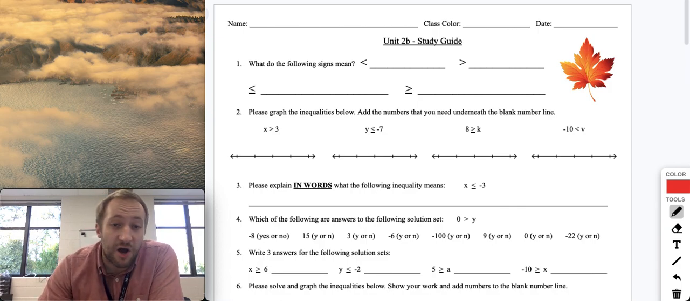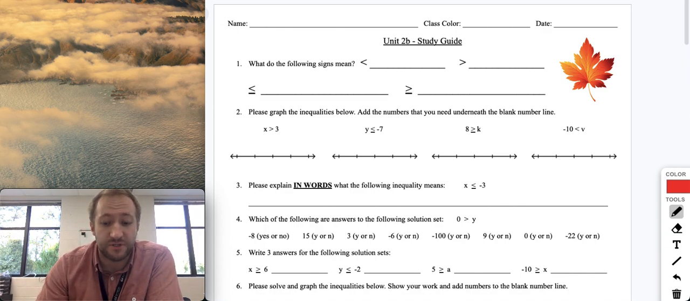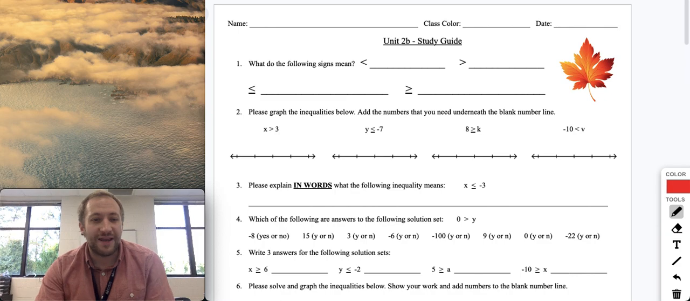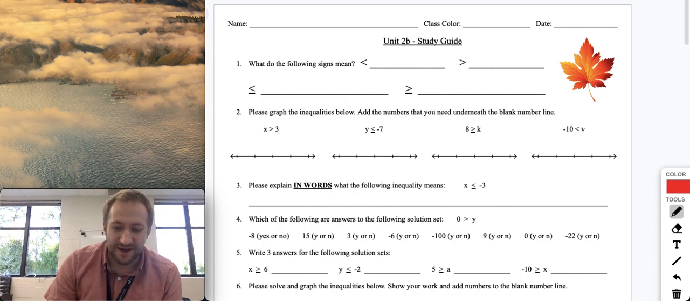So, this study guide is all about Unit 2B, which is mostly about inequalities. Our last test was all about equations where we had equal signs. This one's about inequalities, so we're dealing with things that aren't equal. So we have inequality signs. Let's go ahead and answer question number 1 because that's about the inequality signs we have to deal with.